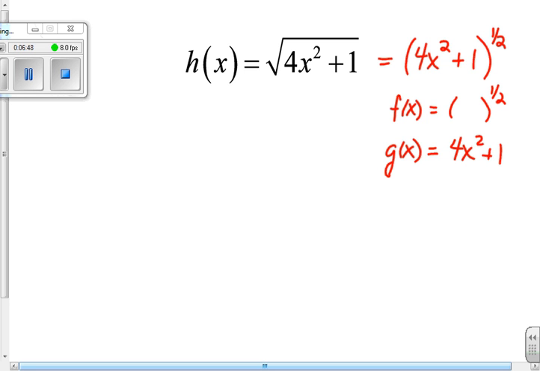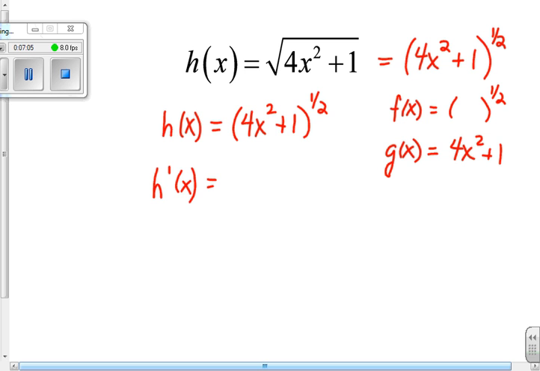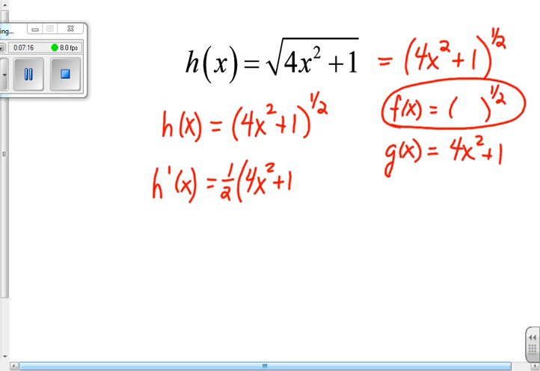So h of x is equal to the square root. So I'm going to go ahead and write h of x like we did over there. I'm going to write it down here: 4x squared plus 1 to the 1/2, just so we can see it sort of vertically. Now I'm going to take my derivative. So h prime, derivative of h, is equal to, I've got to do f of x first. So I've got to do this part first. So I'm going to bring down the 1/2. So 1/2, 4x squared plus 1.